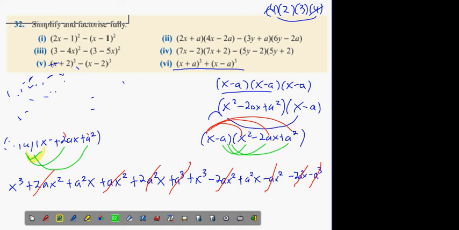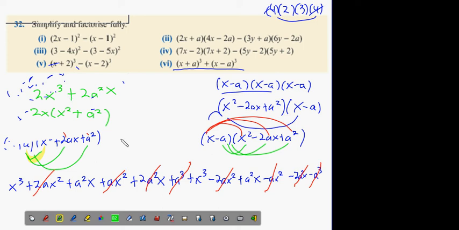So x cubed plus x cubed is 2x cubed. Yeah? A squared x and a squared x gives you 2a squared x. Is there anything we can take out there of the two of them? 2x into, there you go. And you can't actually do anything with that. Okay? Now, that's 32 done.